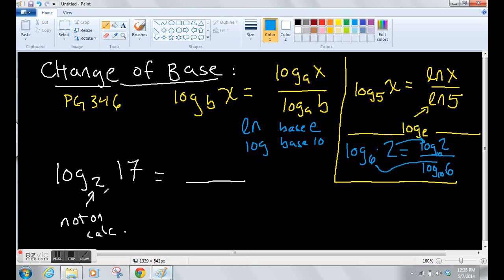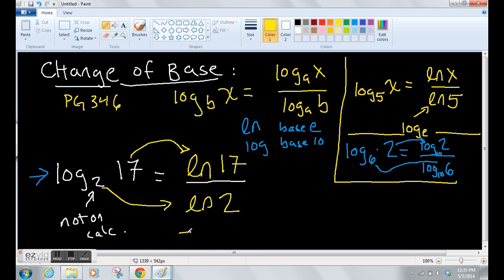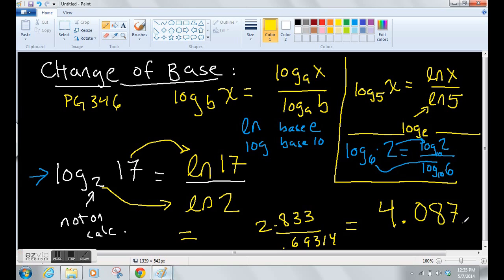Back to our problem. Log base 2 of 17. Well, you can take natural log, you can take regular log, whatever. But I'll take natural log just to be different. We can rewrite this as natural log of 17 divided by natural log of 2. Now you can plug these both into your calculator. You should get 2.833 for the top piece and about 0.69314, something like that, for the bottom piece. And your final answer should be 4.087-ish. That's your final answer.